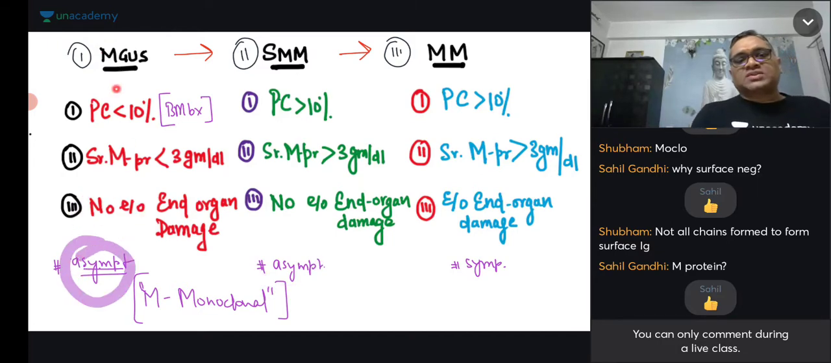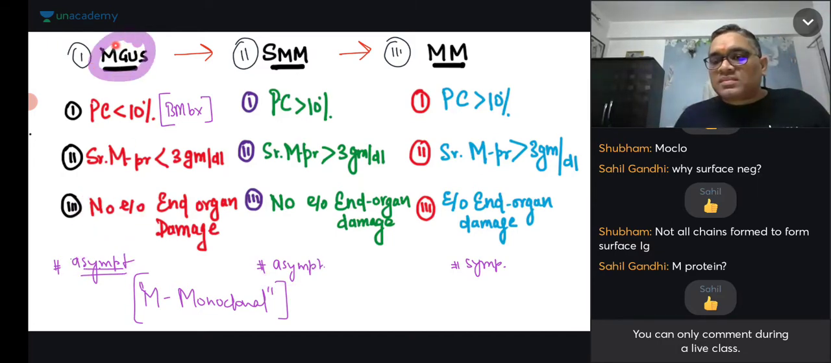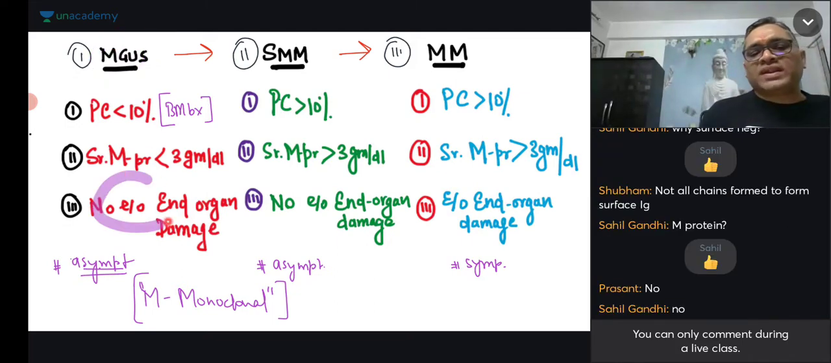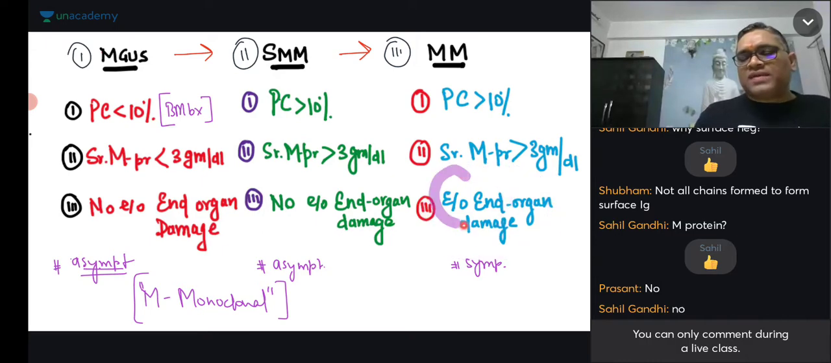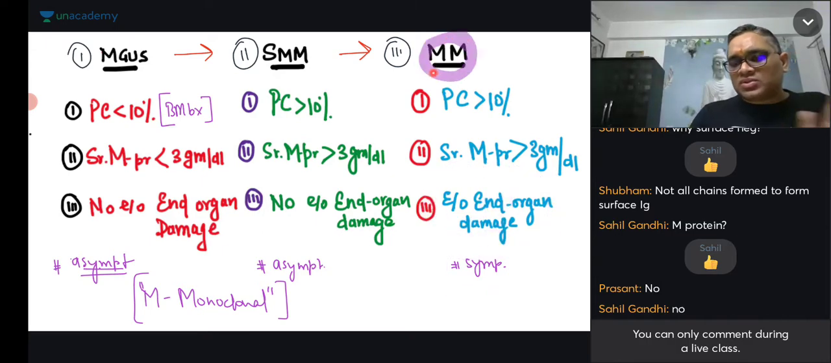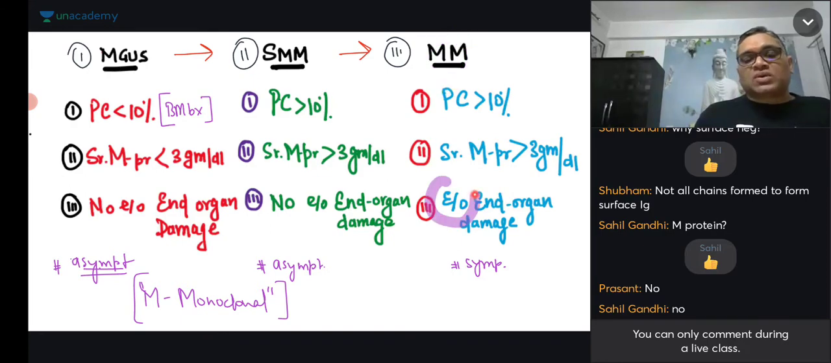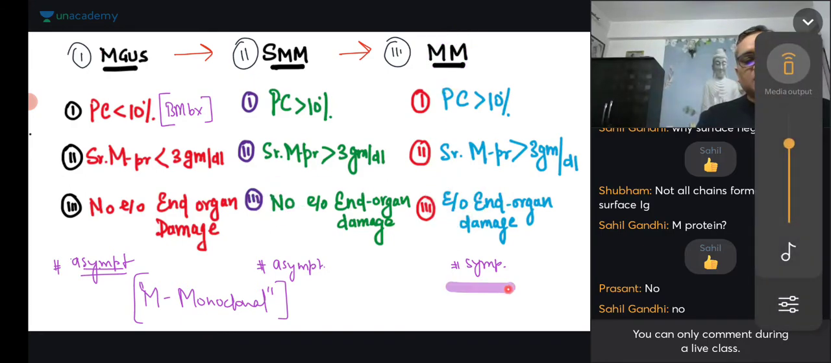For example, if the examiner asks you, in MGUS, will you find anemia, bone lysis, renal failure? No. All these things are absent because there is no evidence of end organ damage. Bone fracture, anemia, renal failure, all these symptoms will be visible in multiple myeloma. So that is what I wanted to show you: the evidence of end organ damage is responsible for the symptom or no symptom.